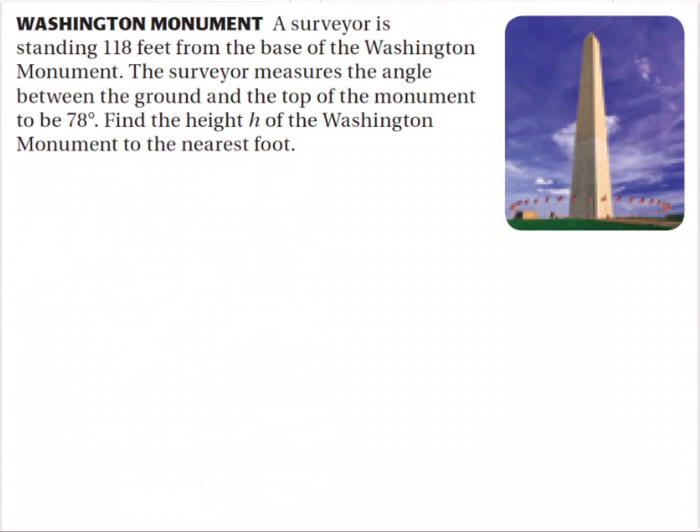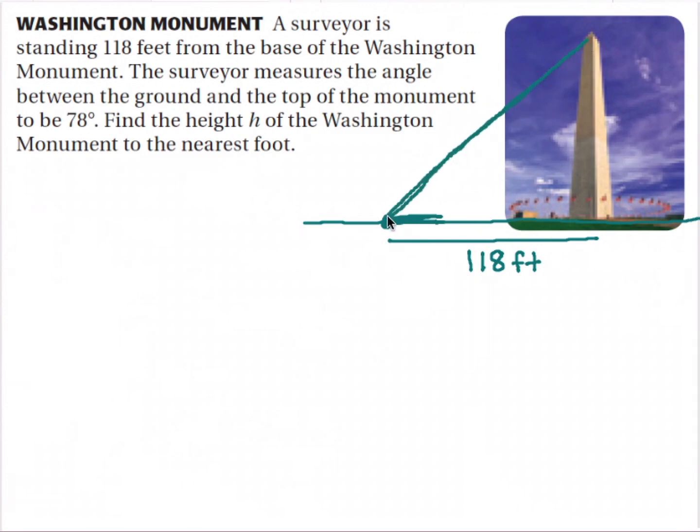This one, it looks like we're going to have to draw our own triangle. It says a surveyor, somebody who's surveying, is standing 118 feet away from the base of the Washington Monument. And the surveyor measures the angle between the ground and the top of the monument, this angle right here, to be 78 degrees. And we can use those two measurements, which we could totally do from the ground, to find the height of the Washington Monument.